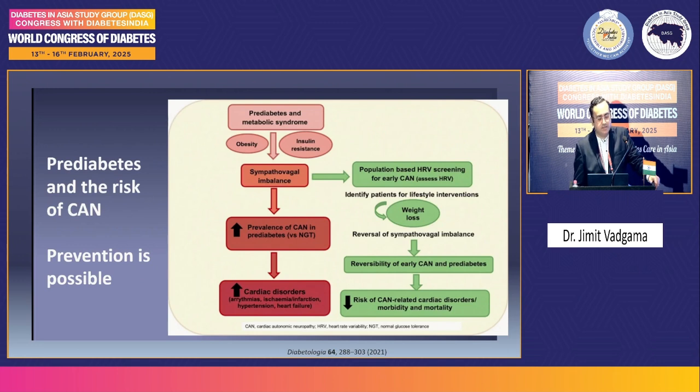So prevention: yes, we have seen there are so many papers which show that cardiac autonomic neuropathy begins with pre-diabetes also, as compared to patients with normal glucose tolerance, NGT. So it is prevalent from the beginning, and if your patient loses weight and follows the lifestyle, we can revert to normal glucose tolerance along with reversal of the cardiac autonomic neuropathy.